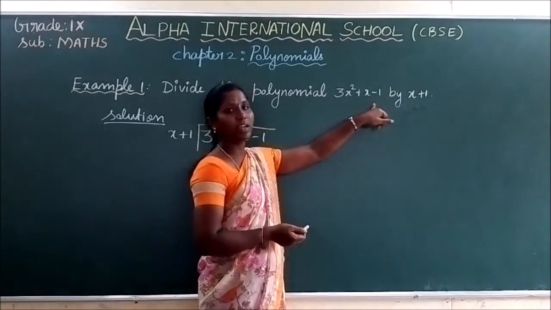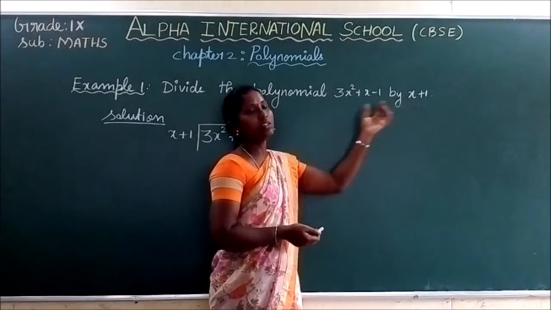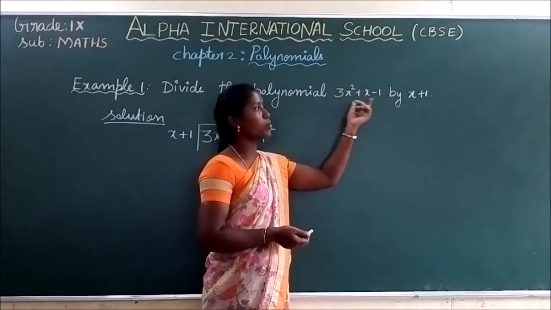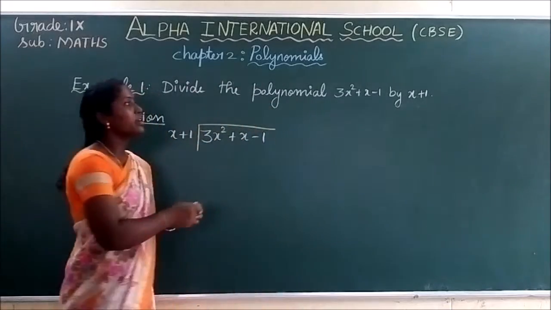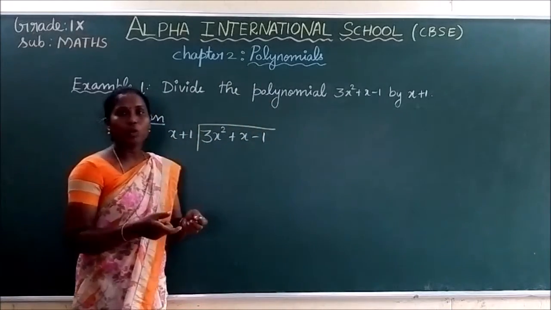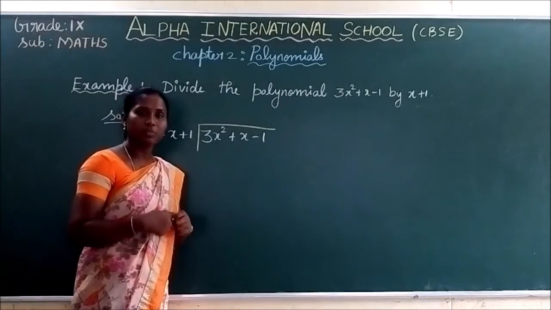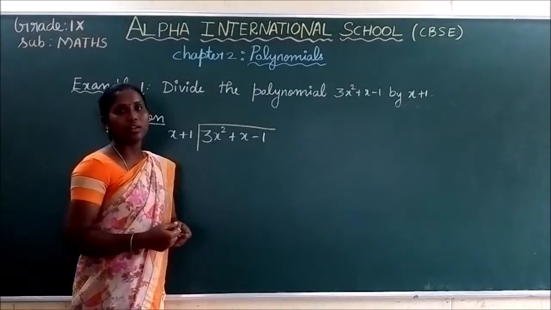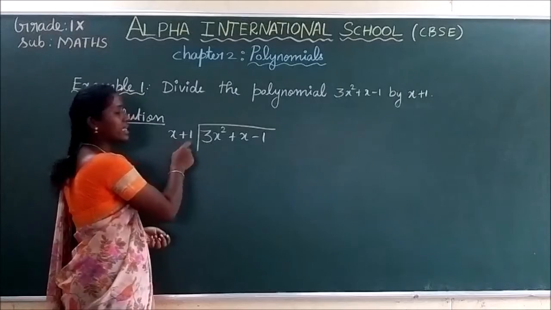Here this is the dividend, and its degree is 2. Here it is the divisor, and its degree is 1. So it is a quadratic polynomial and a linear polynomial. We are going to divide a quadratic polynomial by a linear polynomial using the long division method, and find the quotient and remainder. Now we are going to divide 3x square plus x minus 1 by x plus 1.